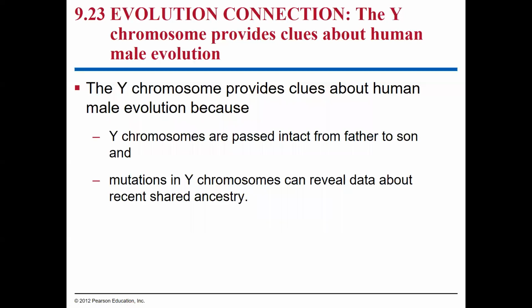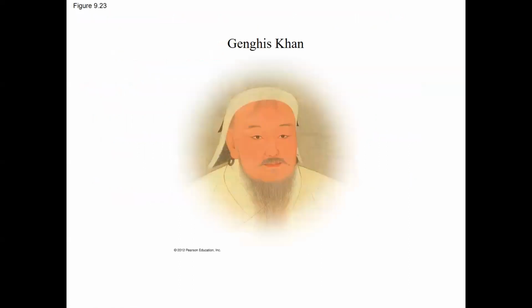The Y chromosome does provide clues about human male evolution, because the Y chromosome is passed intact from father to son. It's a direct inheritance from your father, and so you can trace that back through history and time. The same can be done for females with the mitochondrial DNA, but for Y chromosomes, mutations in the Y chromosome can reveal data about your shared ancestry and your relation to other individuals.